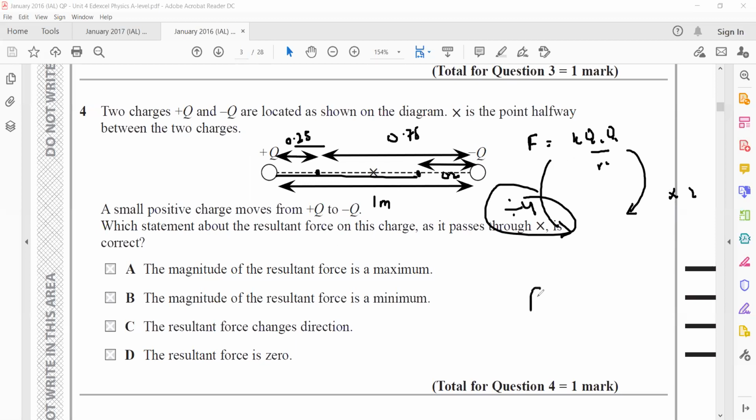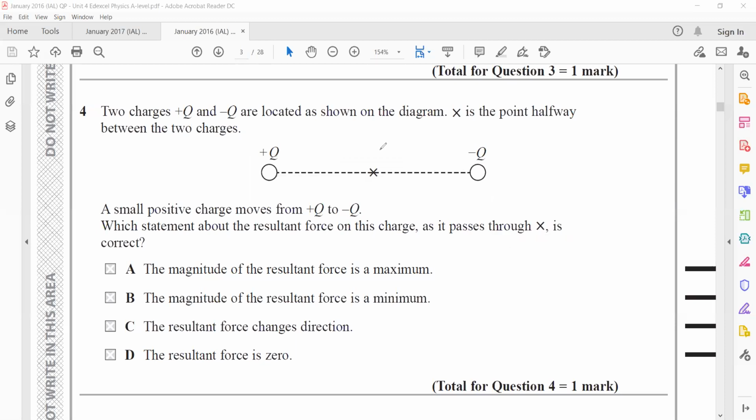And the resultant force is F1 plus F2. So it's better you use the values and work it out. Or you can simply understand from the idea that when it is closer to Q, it is away from the other charge, so there is a greater repulsion. In the same way, when it is closer to minus Q, there is a greater attraction and less repulsion. But when it is halfway between the two, there is a weak repulsion and a weak attraction. So the resultant force at this point will be minimum.